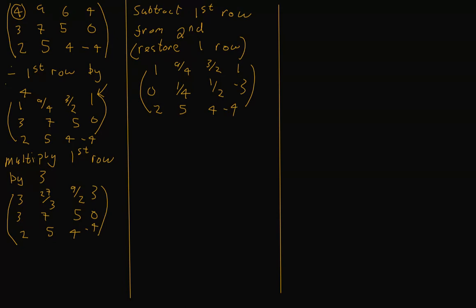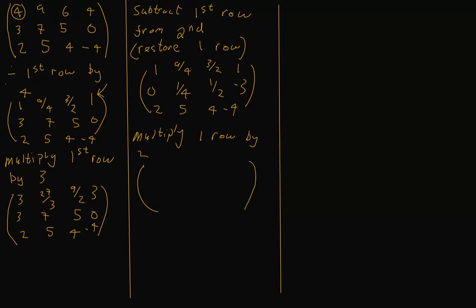Okay, the next thing we need to do, let's get rid of the 2 there. So we multiply the first row by 2. Okay, I'm splitting this step up to show you exactly what I'm doing.